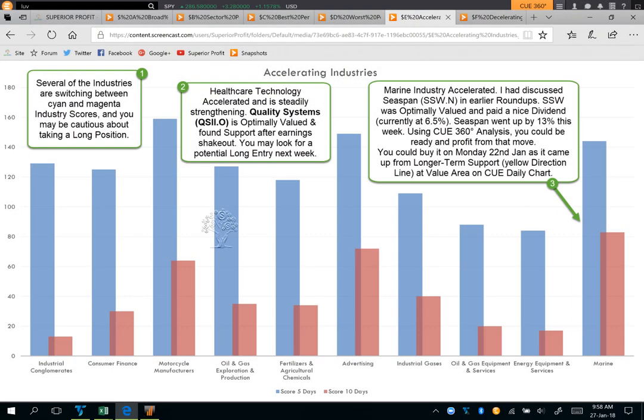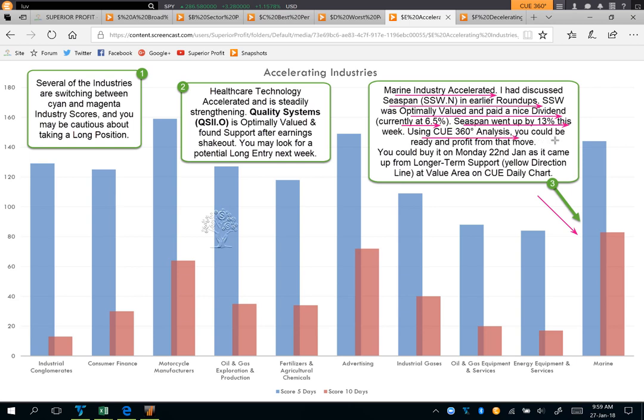Marine industry, another industry that we studied in many earlier market roundups. This industry accelerated. I had discussed several stocks in this industry. Several of them went up. Seaspan is one that was optimally valued and paid a nice dividend. Currently, the dividend is at 6.5%, pretty good. This stock went up by 13% this week.